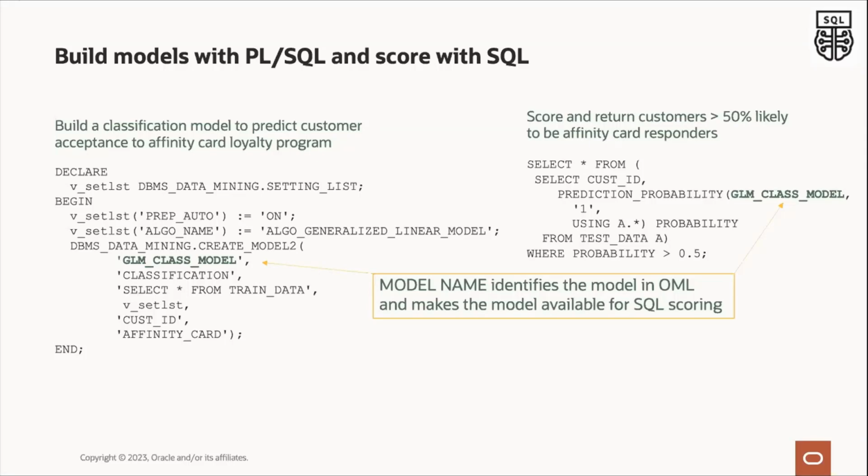So we're trying to understand customers that are greater than 50% likely to be affinity card responders. Just to understand, batch scoring is something that has been available with Oracle Machine Learning. We're just now making it easier for app developers to access this functionality through REST APIs with OML Services.